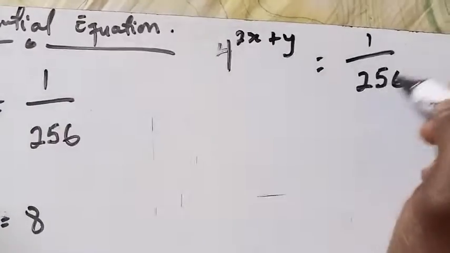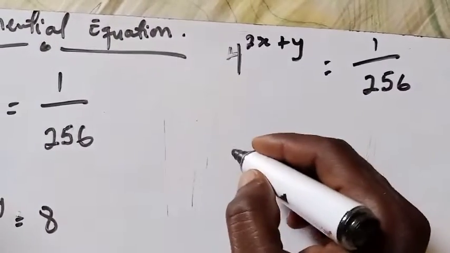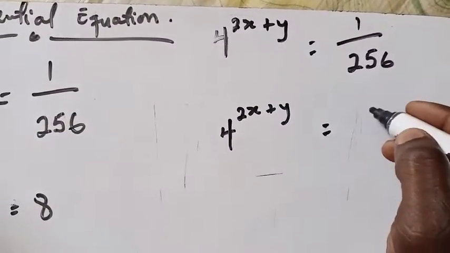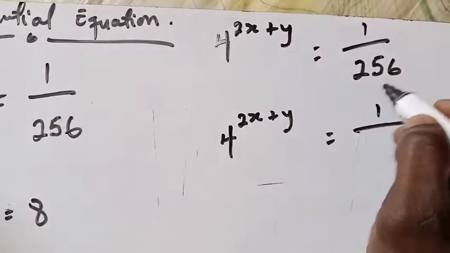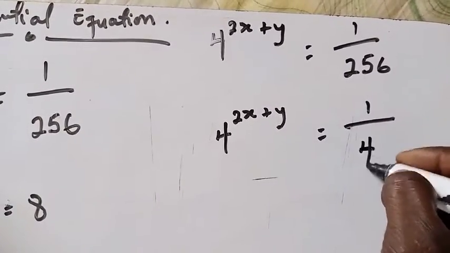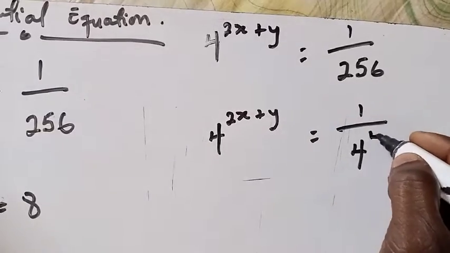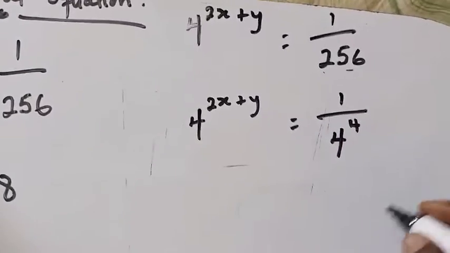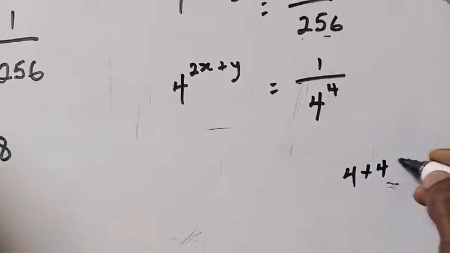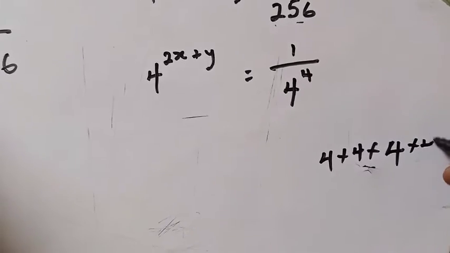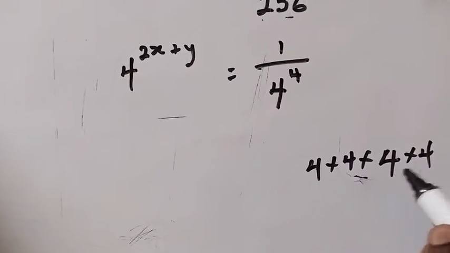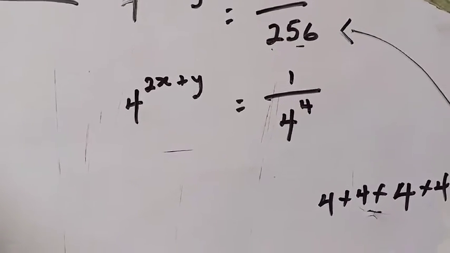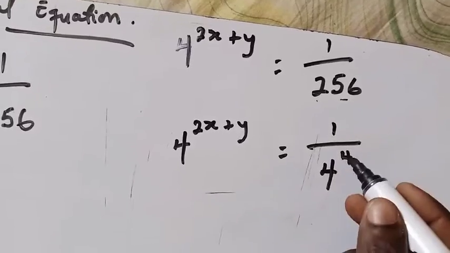The target here is to rewrite this to have the base 4. So here we have 4 raised to the power 2x plus y, everything is equal to 1 on 256, and we are just manipulating this number, right? So maybe 4 raised to the power 4, meaning that 4 is being multiplied 4 times to see if we can get this number. So maybe 4 by 4 and then by 4 and then by 4, right? Check the value of this and see if it is the same as your 256. That is the target, right? If that happens, then we can proceed from this point.